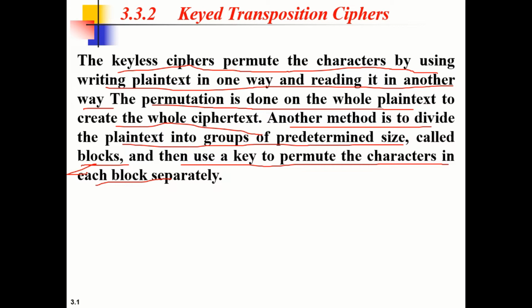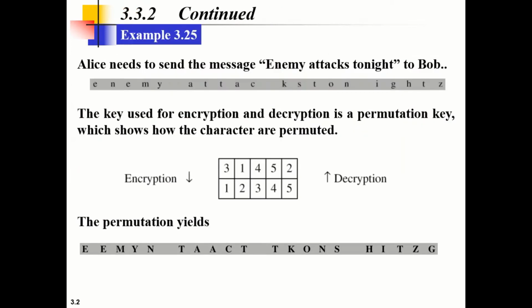So here in keyed transposition ciphers also, we'll be dividing the plain text into groups of predetermined size, and then we'll be dealing with those blocks of the plain text which we have created. Right, so how do we use the key with this technique? I'll tell you with the help of an example.